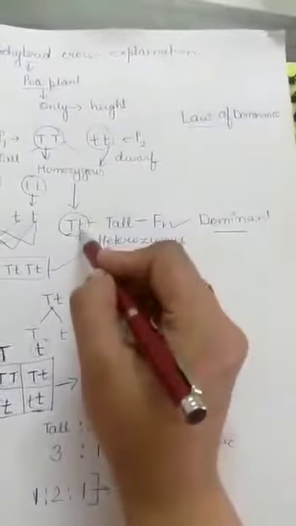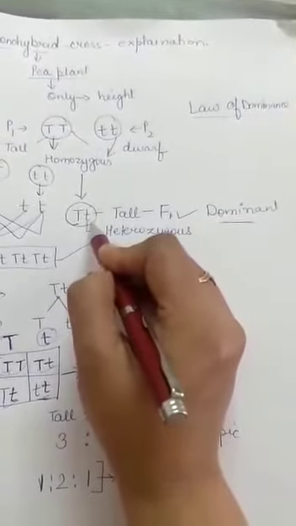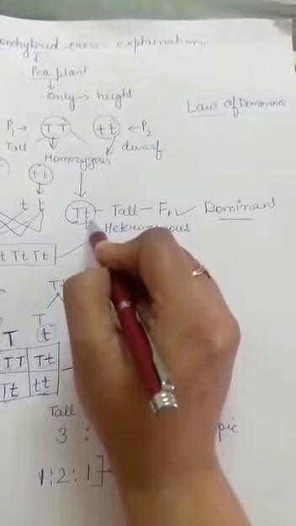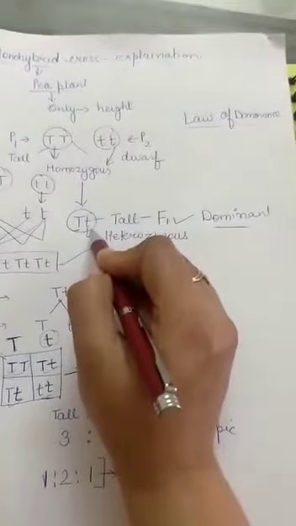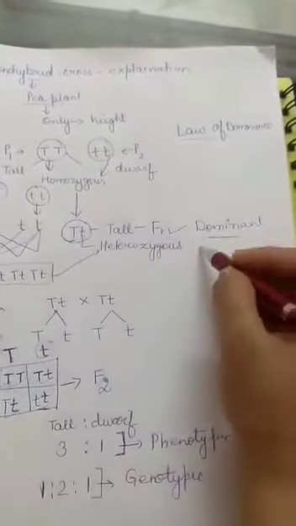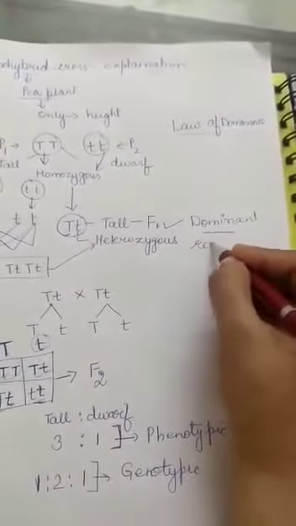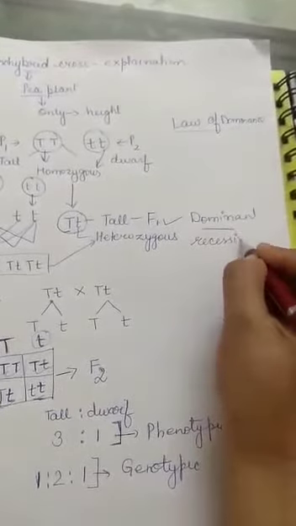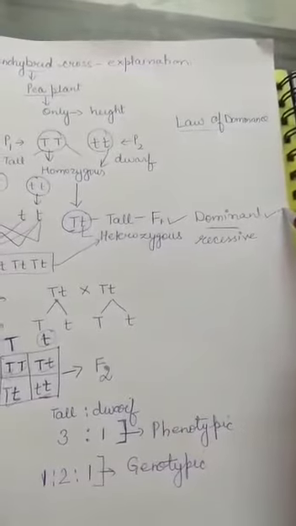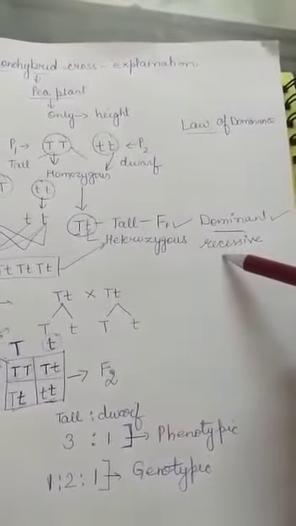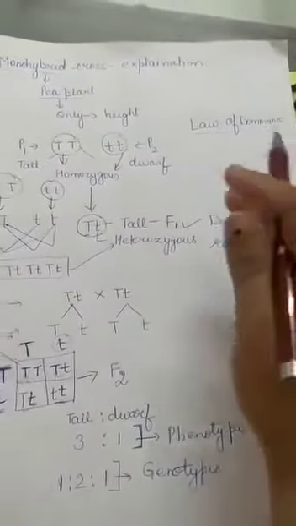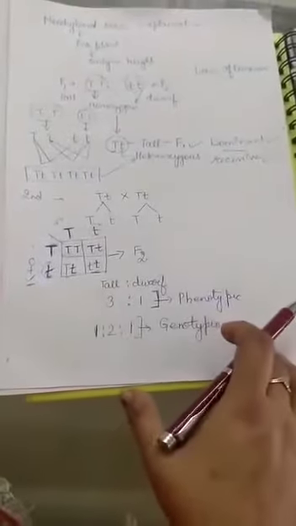And the other gene which did not express itself: children, dwarfness did not express itself in the F1 generation. So the gene which remains suppressed or does not show the expression is referred to as recessive. So the gene that expressed itself is referred to as dominant gene, and that which remains suppressed in the F1 generation is referred to as recessive. So this is what a monohybrid cross is.